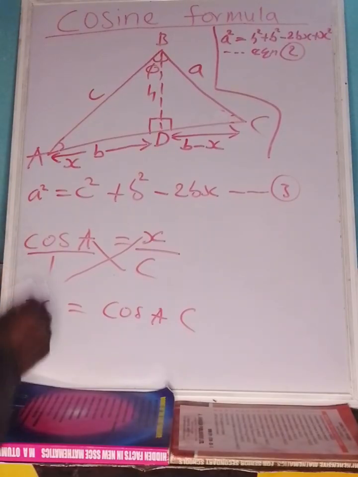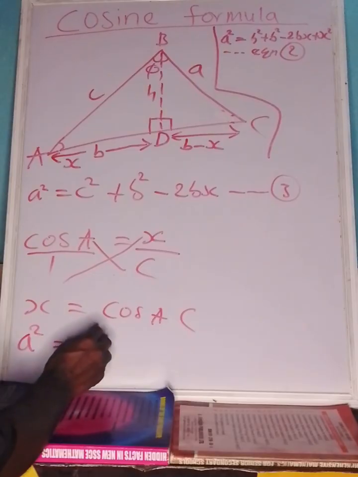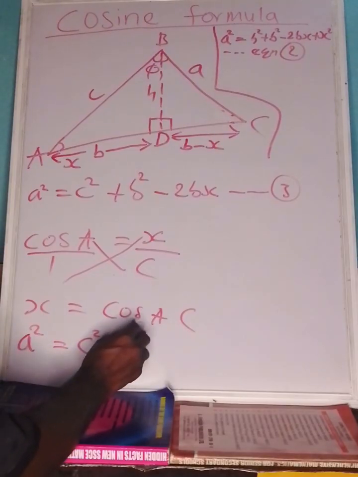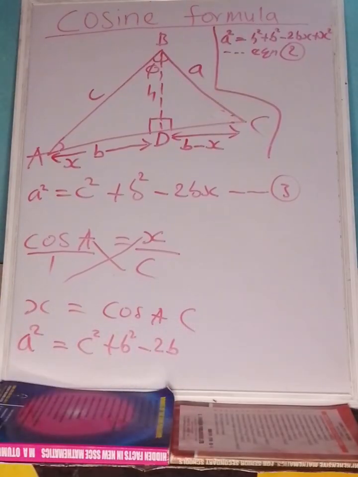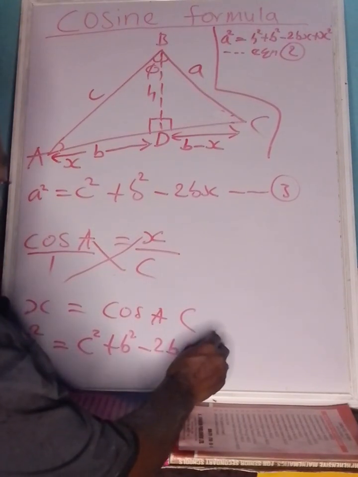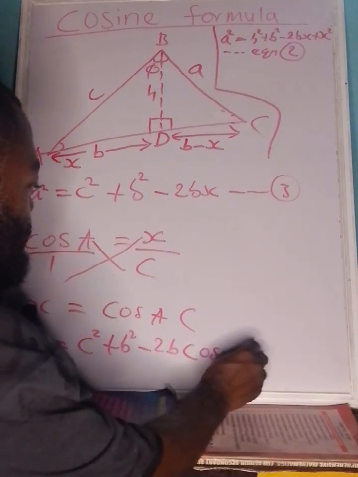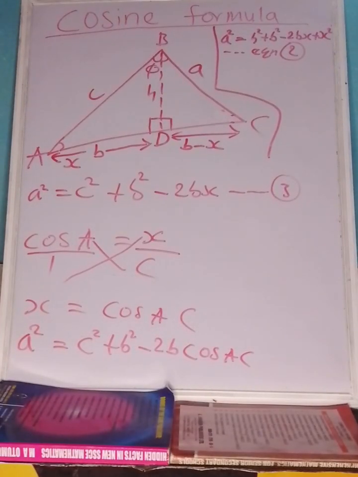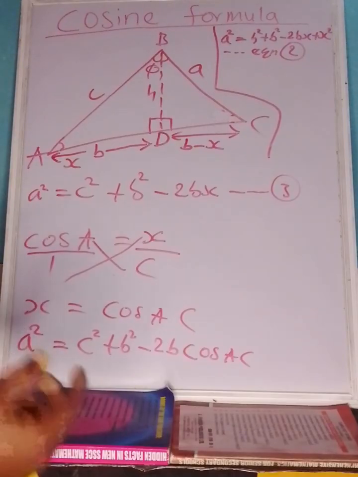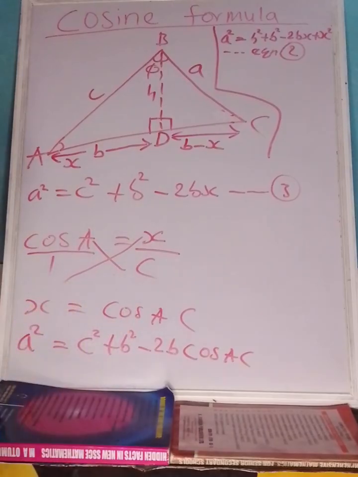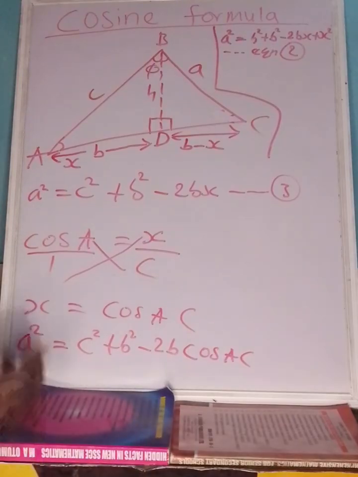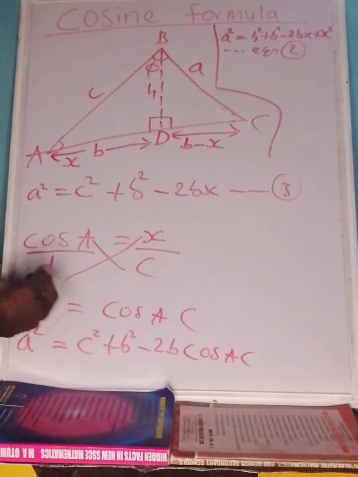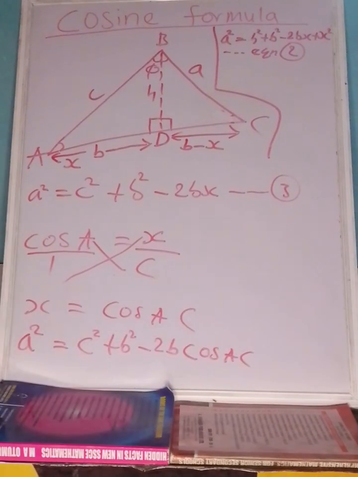So our A squared will be equal to C squared plus B squared minus 2b, and now, instead of writing x, cos A c, because x is equal to cos A c. It's like when they tell you that 2 plus 2 is equal to 4: instead of writing 2 plus 2, you put your 4, because 2 plus 2 is the same as 4. They say x is the same as cos A c, so instead of putting x, we put our cos A c right here.